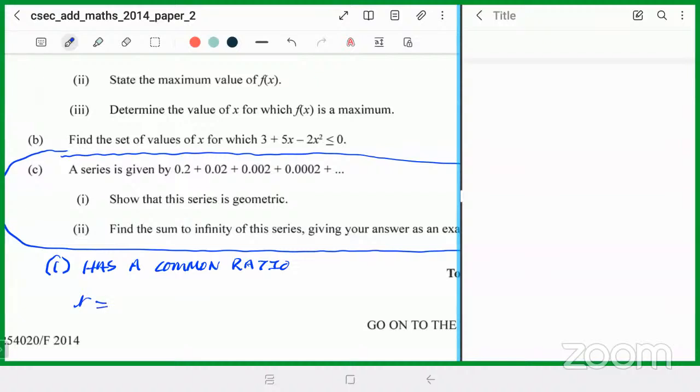R equals this divided by that. 0.02 over 0.2. What is it though? It's 1 over 10, right? I keep multiplying by 1 over 10, don't I? Because I keep dividing by 10. So the common ratio is 1 over 10. What do I multiply this by to get that? 1 over 10 or 0.1. Keep multiplying by 0.1. So this time this is 0.1, right? So I'm going to show it like this: this divided by this equals this divided by that. 0.002 over 0.02 equals this divided by that one.